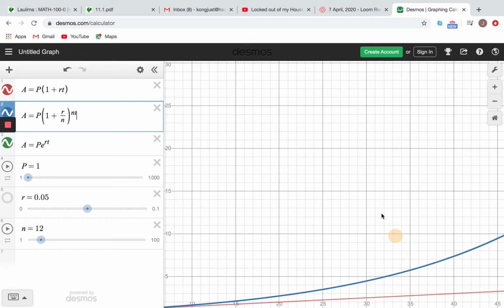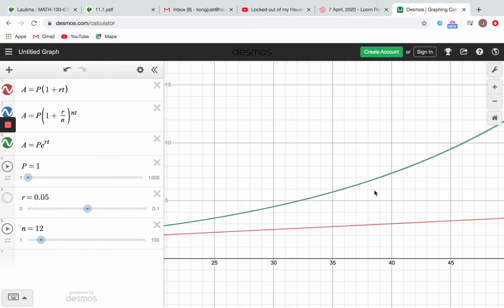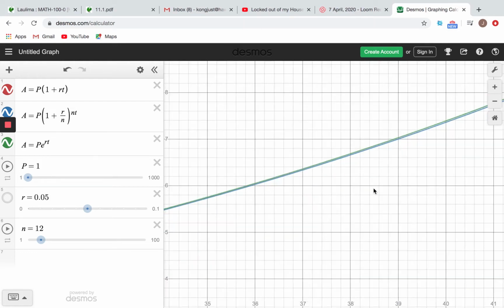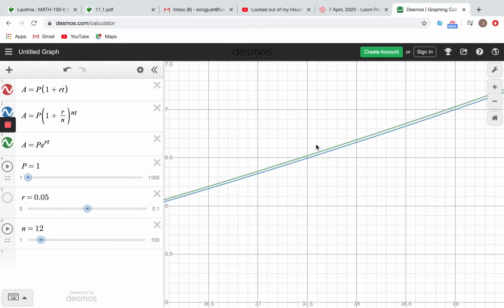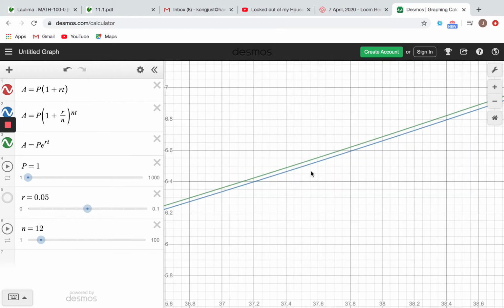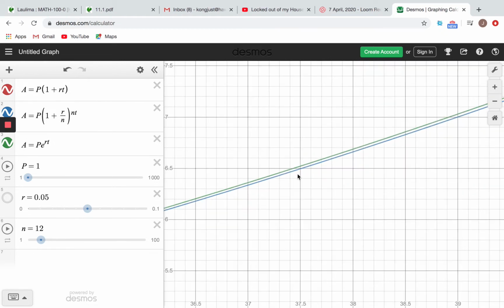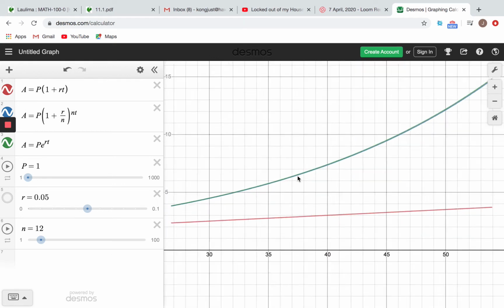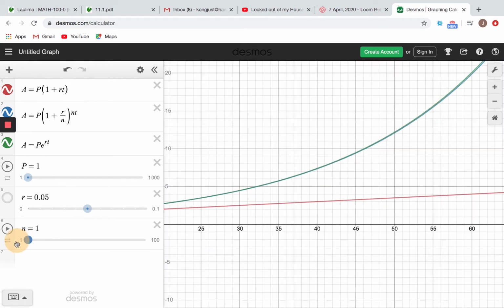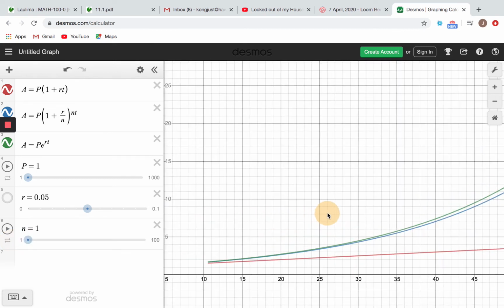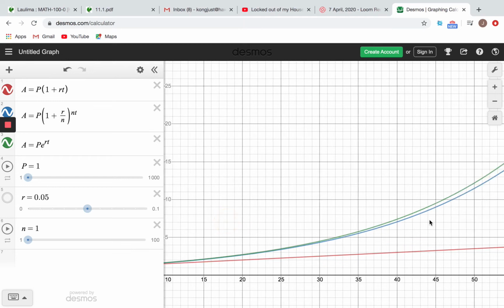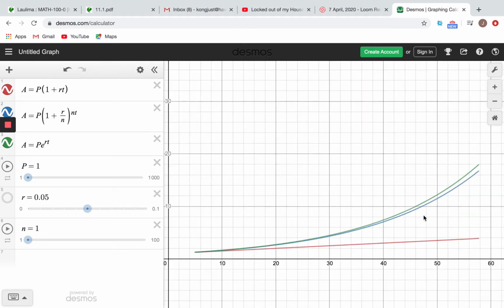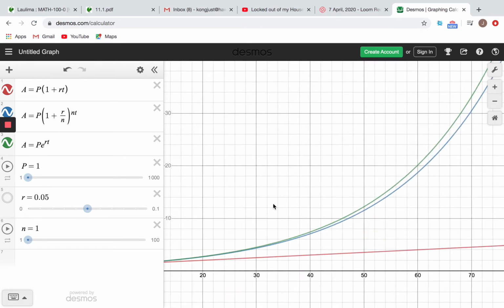Here, I'll zoom in so you can see that they actually are slightly different. Way zoomed in. They're slightly different, but surprisingly, by compounding interest over and over again, you don't get that much benefit. Let's move it down to once per year. We can see the difference a little bit more. If I only compound my interest once per year, then we see the gap is widening, and as time progresses, that gap does widen a little bit more.